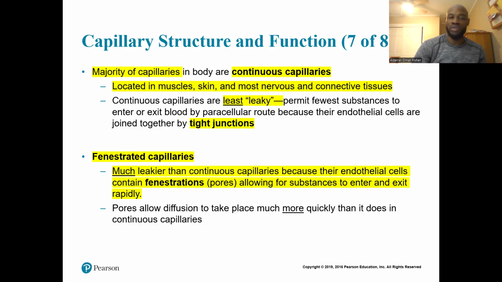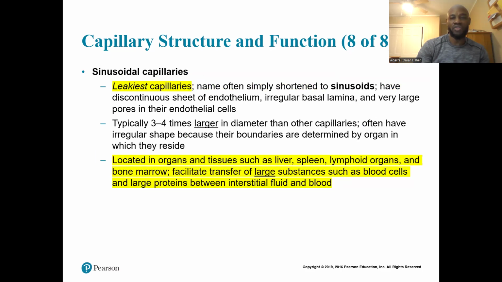Tight junctions hold the capillary walls together. Least leaky, the fenestrated, a little bit more leaky. And then the sinusoidal is the leakiest. Right? It's a good way to remember those. And it's all based on function, where obviously in the liver, where you are processing a lot of the blood that is traveling through the body, you need leaky capillaries, sinusoidal capillaries. Okay?